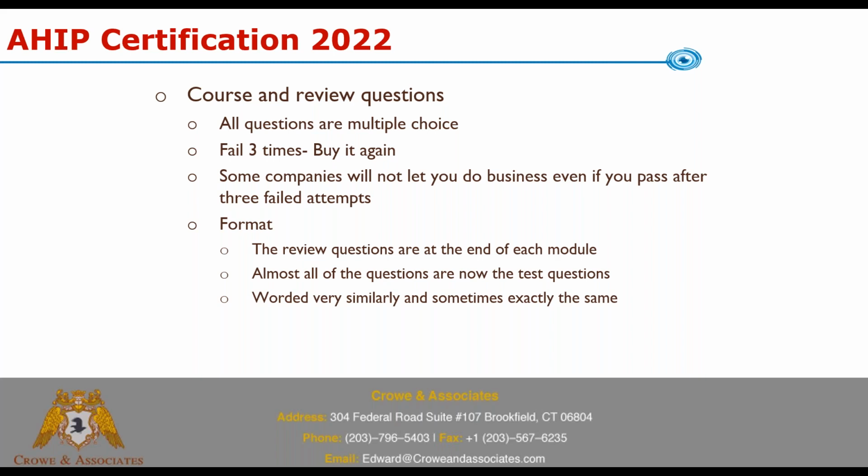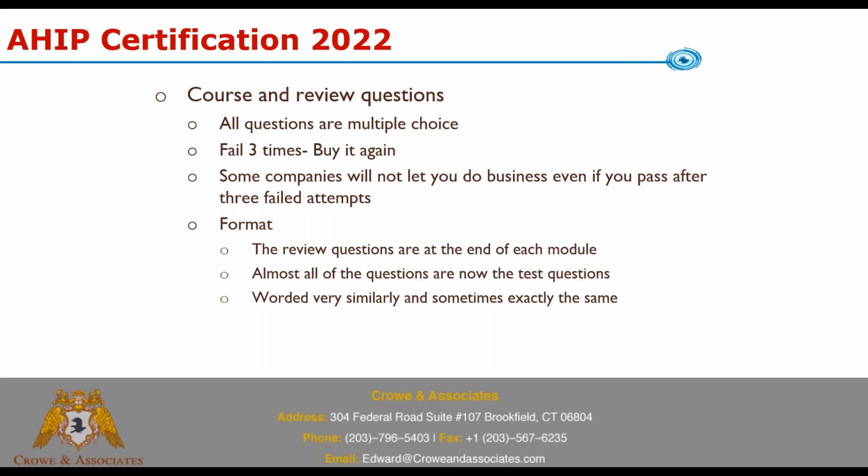Again, same as last year, the questions are all multiple choice. That hasn't changed, 50 questions. If you fail 3 times, you're going to have to buy AHIP again, and be aware of that. If you fail 3 times, you'll go pay for the course again, so you get 3 more attempts.